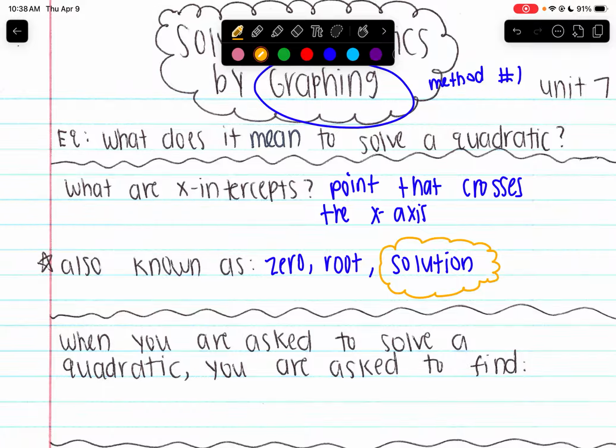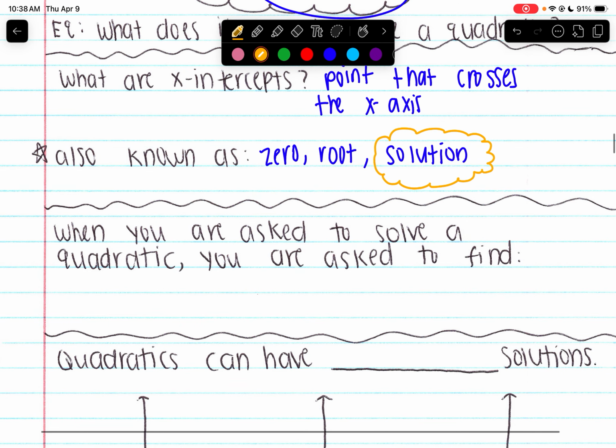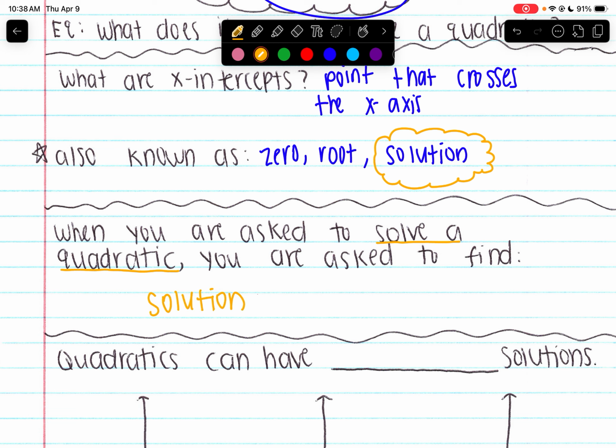So if I'm asking you, hey, I need you to find the solution to this quadratic, I want you to find the x-intercept to this quadratic. Same thing with root, same thing with zero. So as a reminder, anytime we were asked to solve a quadratic, they're specifically asking us to find the solution, aka the x-intercept, or intercepts if we have more than one.